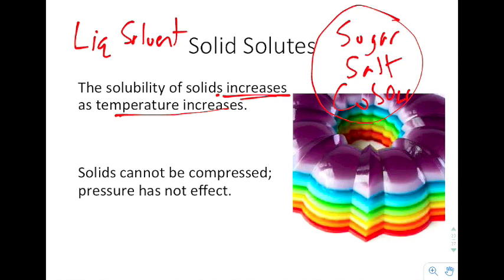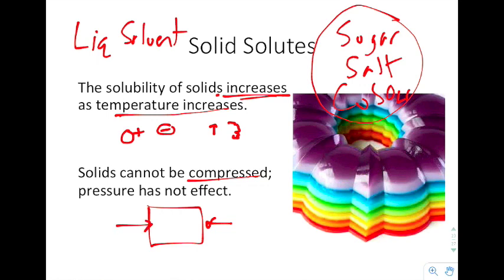And the reason why is as you increase the temperature, you give these things more energy to rotate. And as these molecules rotate, the positives and the negatives can align up more and they can dissolve more of the solute. So, as you increase the temperature, the amount of solid solute will increase. For pressure, you cannot compress a solid. So if you were to take something and squeeze a solid, it makes no difference on it. Because of that, pressure has no effect on the solubility of a solid.